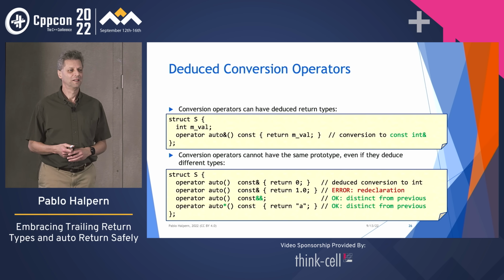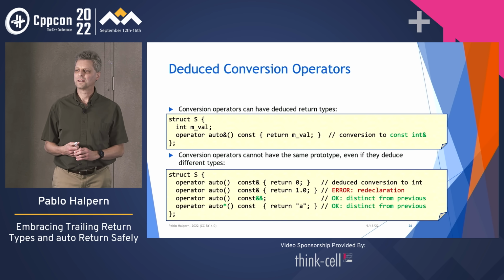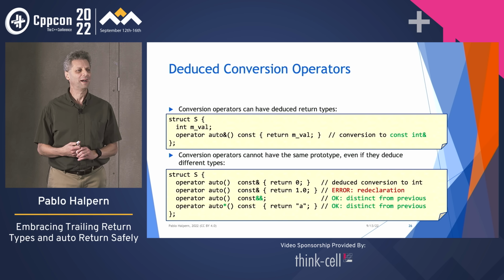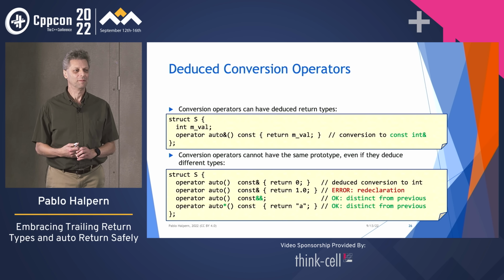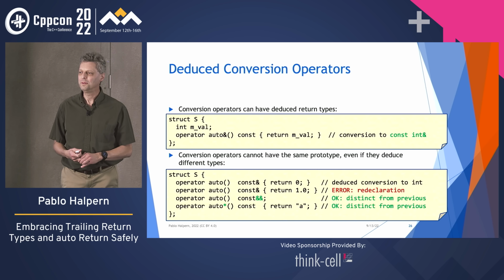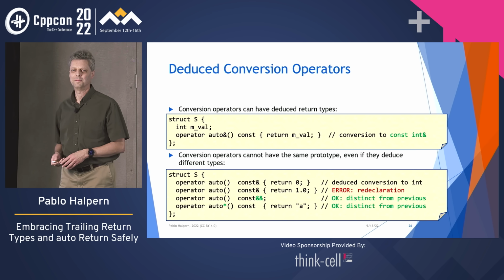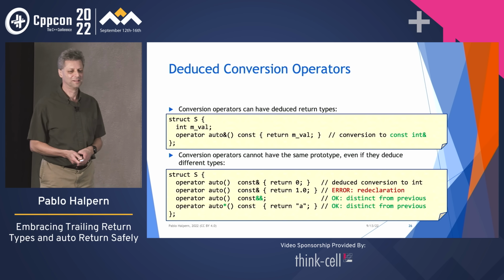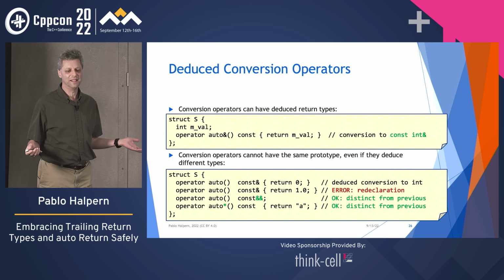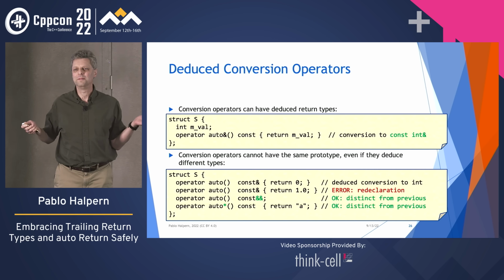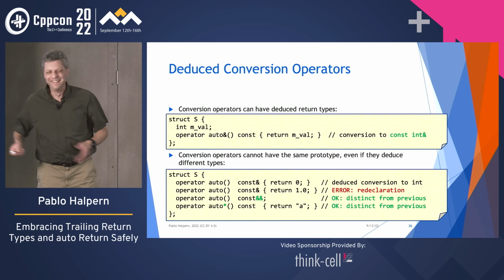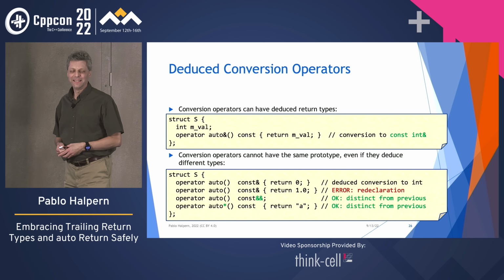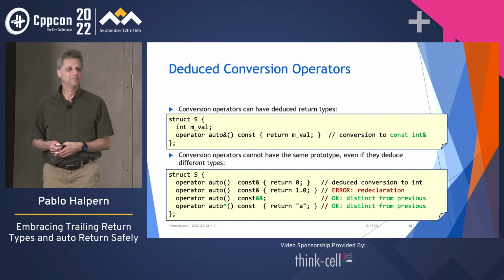Conversion operators. This one, when I was studying this subject, was the most surprising thing I'd ever seen. You can actually have a conversion operator where the thing it converts to is deduced from the return statement in the operator, okay? The rules are really the same. It just seems a little weird to me. Like, I don't know what I'm converting to, so here. And I suppose the use cases are pretty much the same.